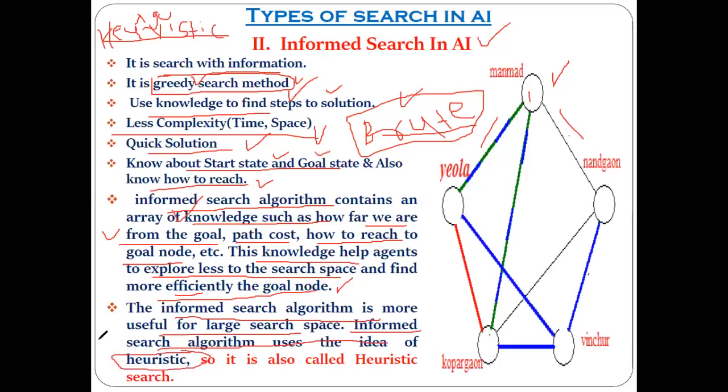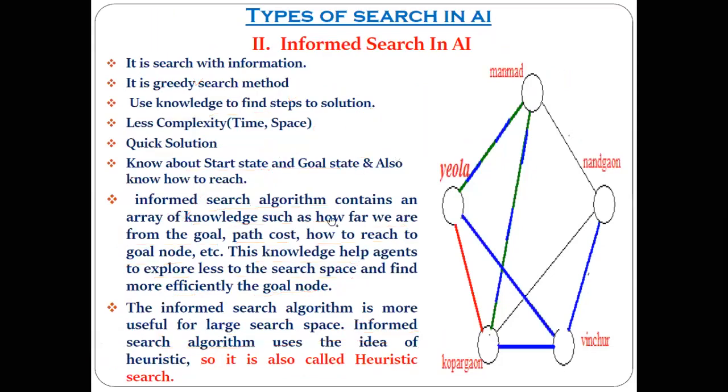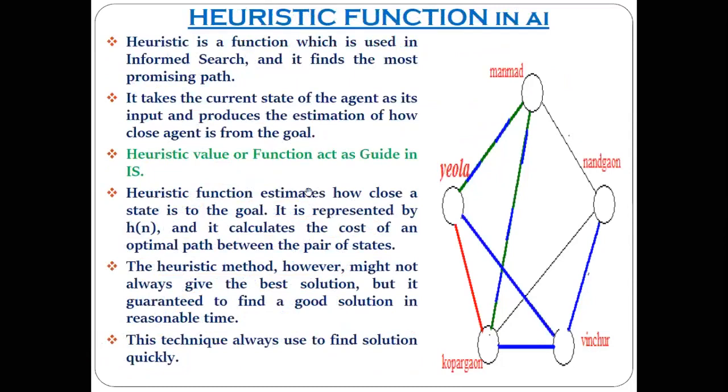It uses the idea of heuristic in the sense that it utilizes some kind of guidance, and that's why informed search techniques are popularly referred to as heuristic searching techniques also. Here I have mentioned some more details related to the heuristic. You can consider the heuristic as a function, or as some value, which always provides some kind of knowledge to the AI agent we are discussing, and from that knowledge, the AI agent can get the most promising path.